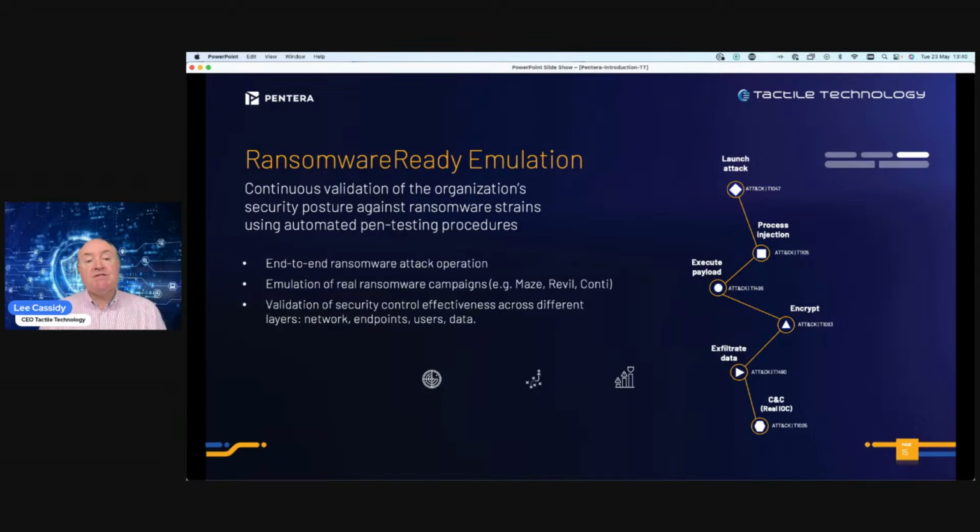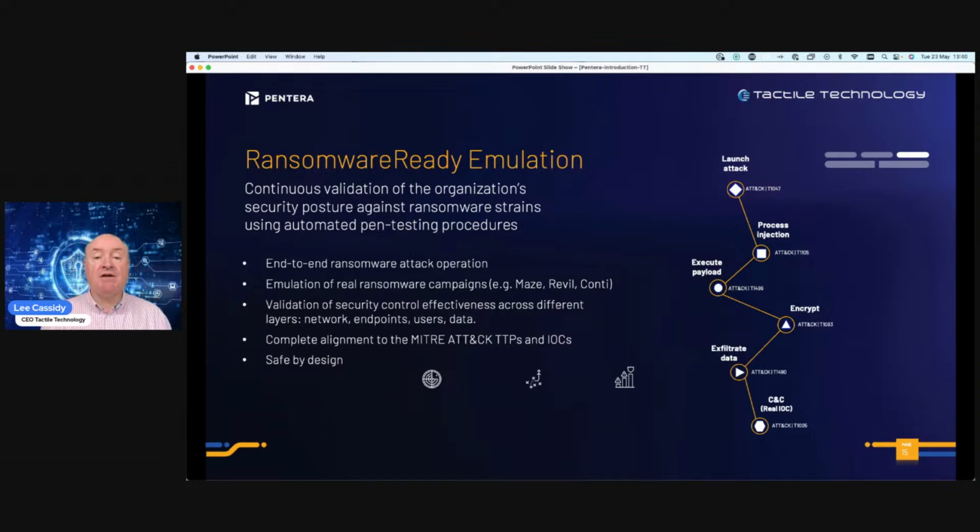What we're going to do with this is emulate a real ransomware campaign. So Maze, Revil, Conti, any of the real ones that are out there that have been used, and it'll follow the same methods, using the same code to actually go through it. Validating effectiveness of it, where it can be picked up, and also completely aligned with MITRE, which is a key thing.